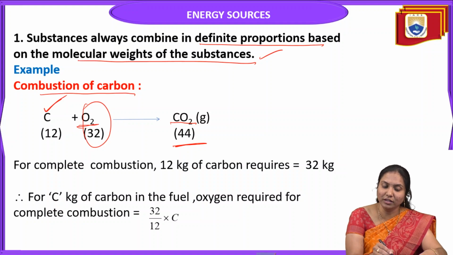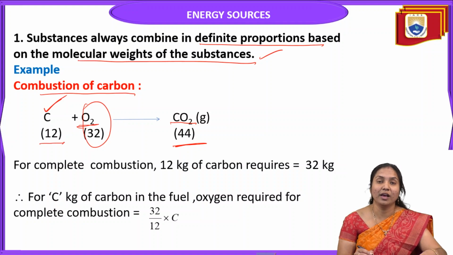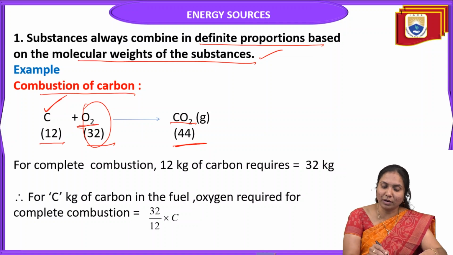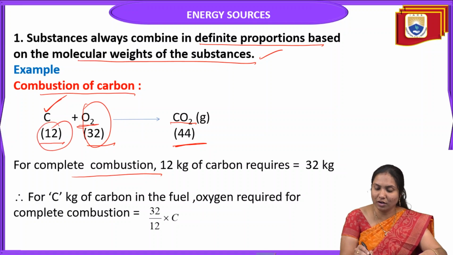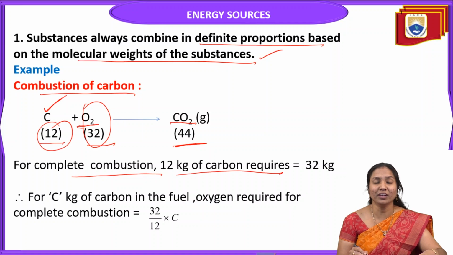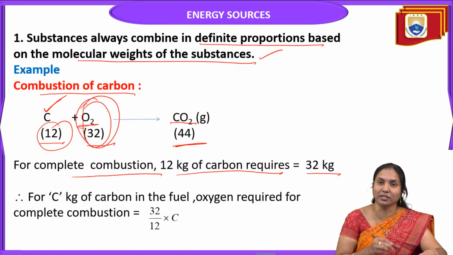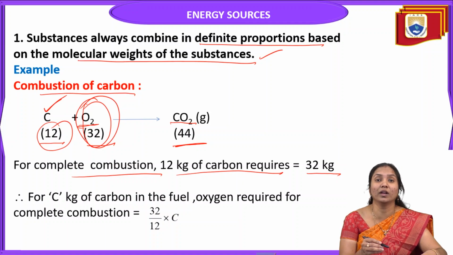For example, the molecular weight of carbon is 12, oxygen is 32, and carbon dioxide is 44. So for complete combustion, 12 kg of carbon requires 32 kilograms of oxygen.